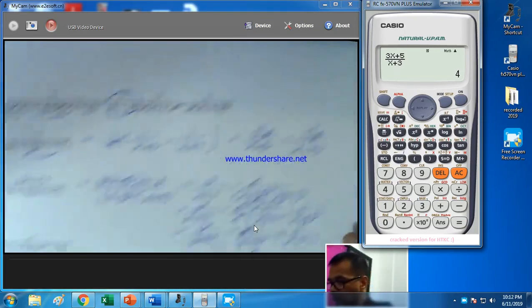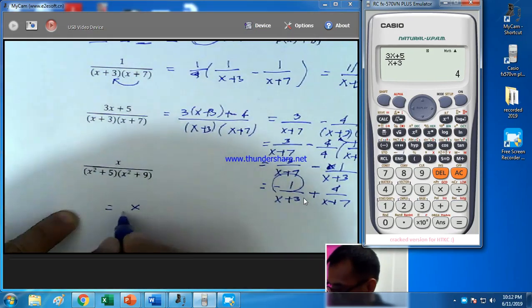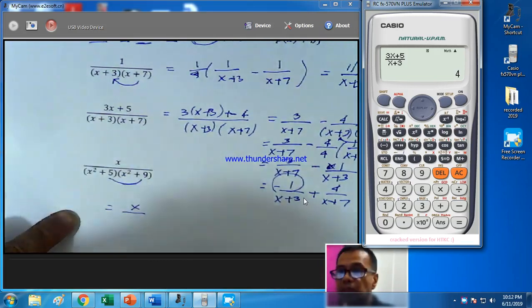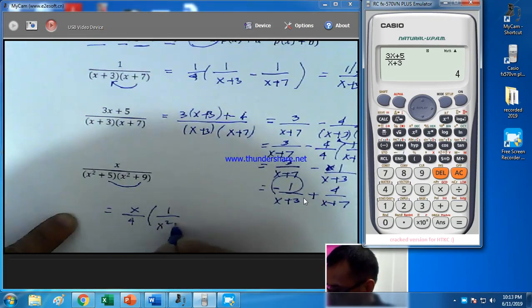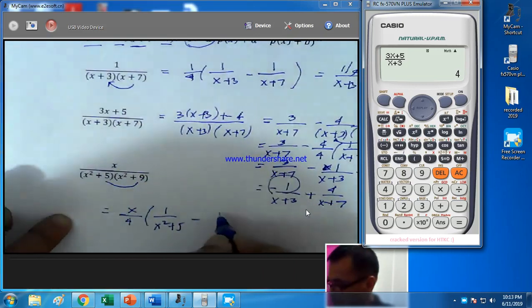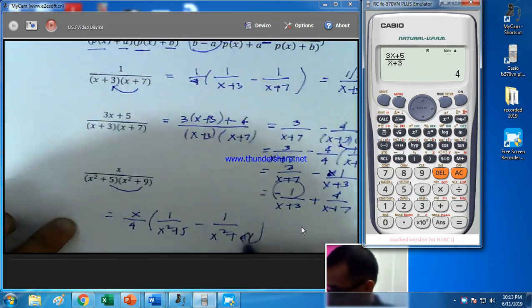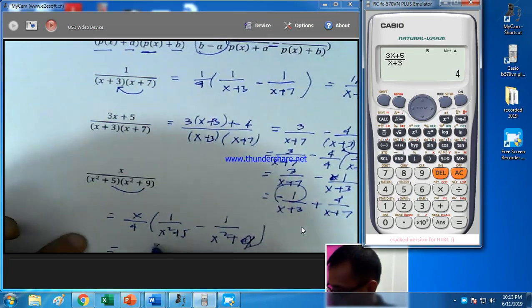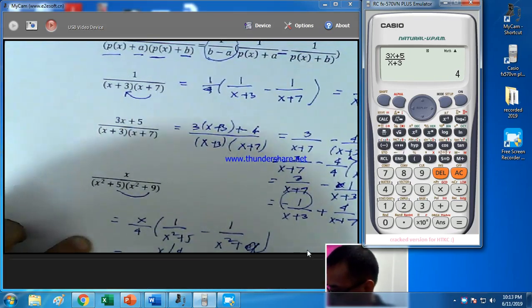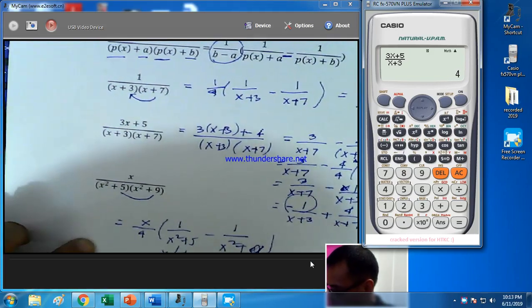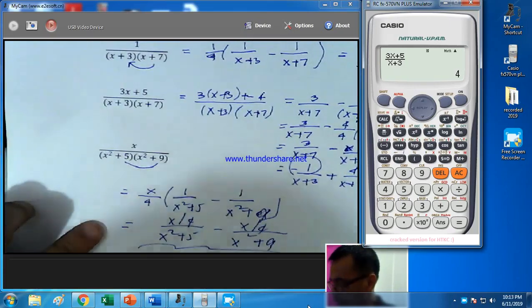And then the last example is simply x over, just subtract this. 9 minus 5 is 4, and then that is 1 over x squared plus 5 minus 1 over x squared plus 9. Okay, and that will just give you x over 4 over x squared plus 5 minus x over 4 over x squared plus 9. So this is how it goes.